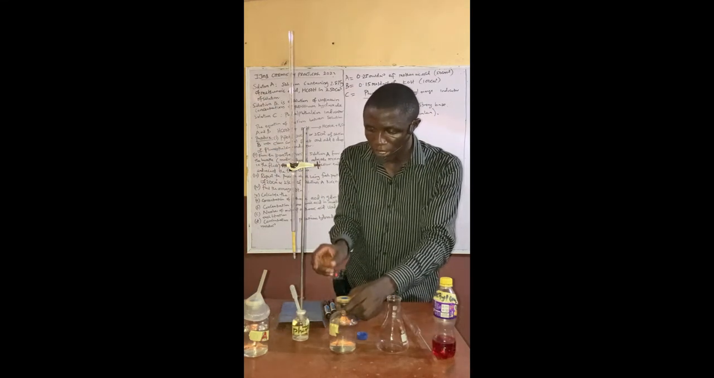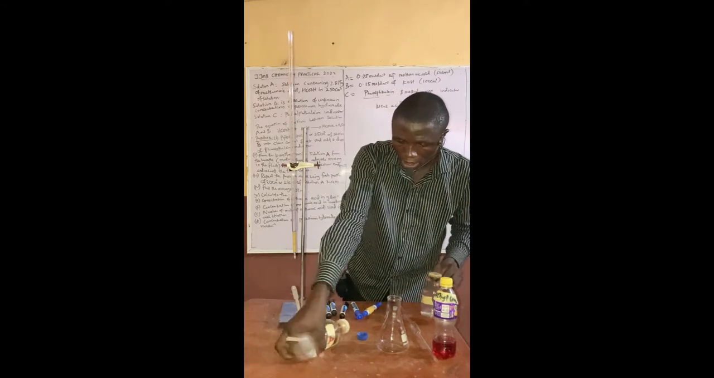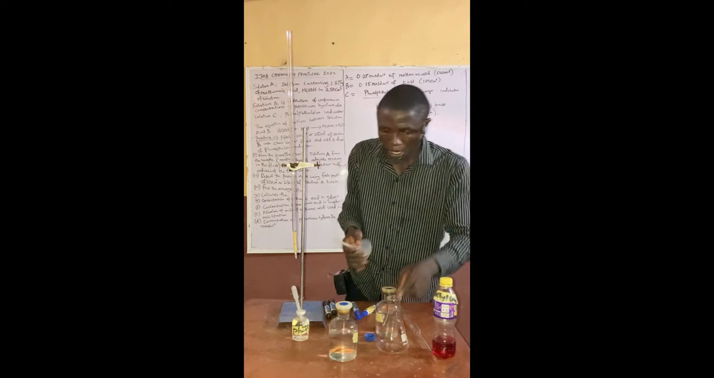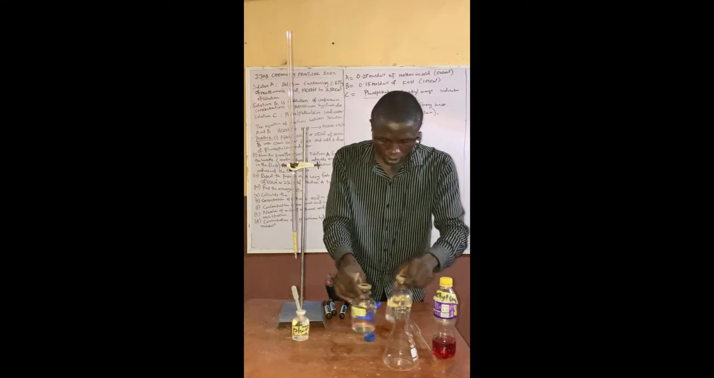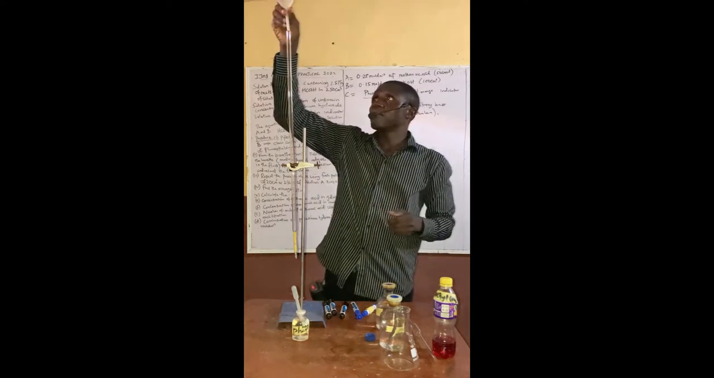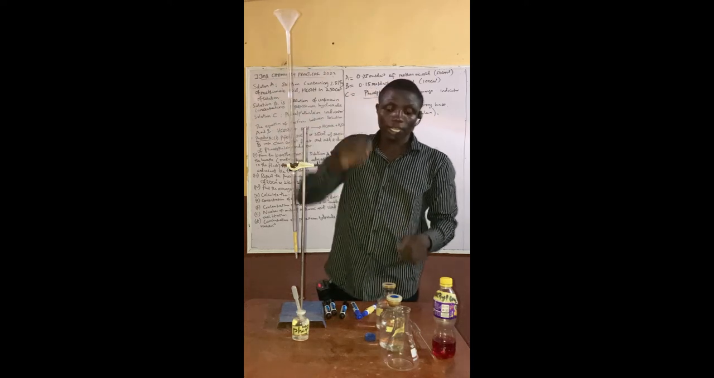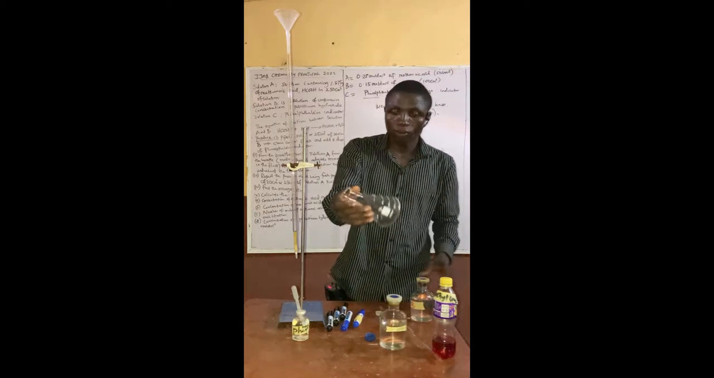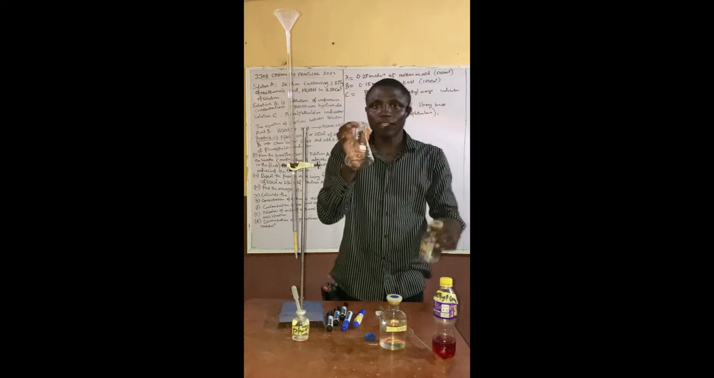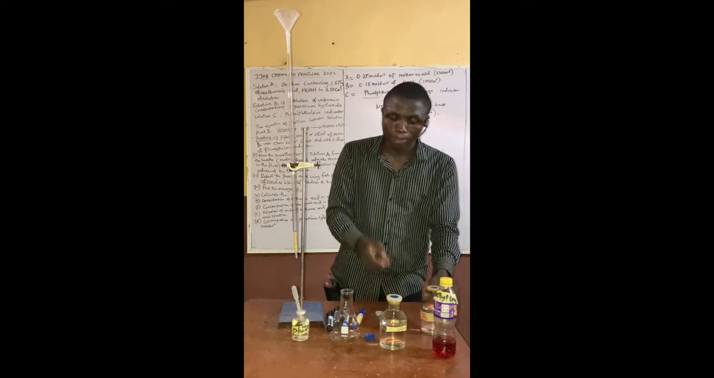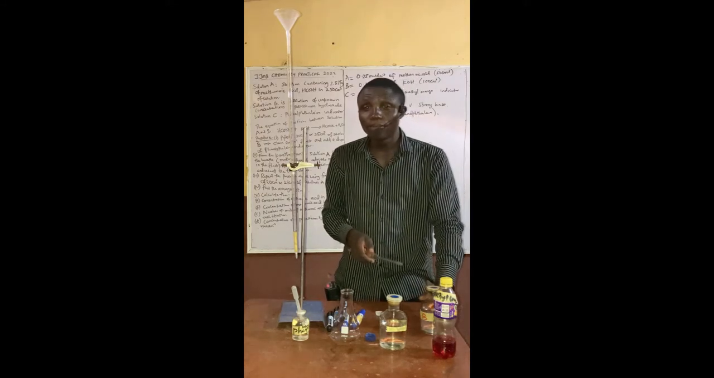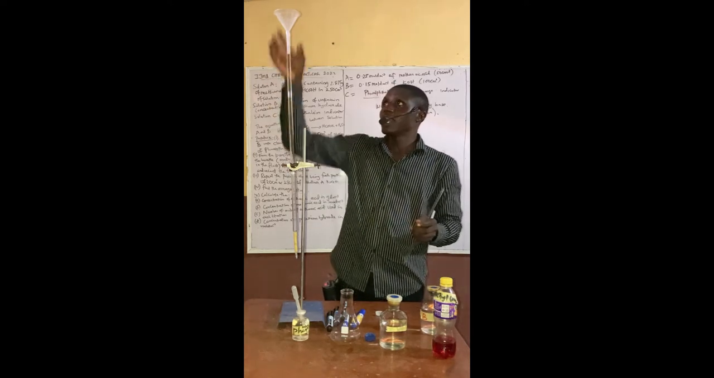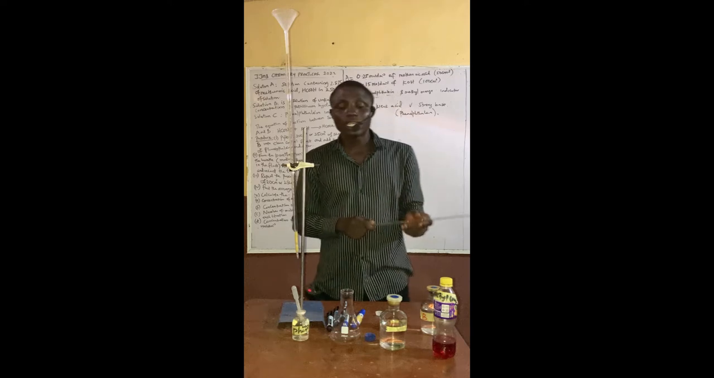So we have our B and we have our A. We have to use a pipette for B. Now I'm pipetting my B, and I place my funnel here. The first thing you need to do is to rinse your conical flask with B to avoid any form of contamination, and also rinse the pipette with solution B. Also rinse the burette with solution A, and the funnel with solution A, so as to ensure that everything is pure.